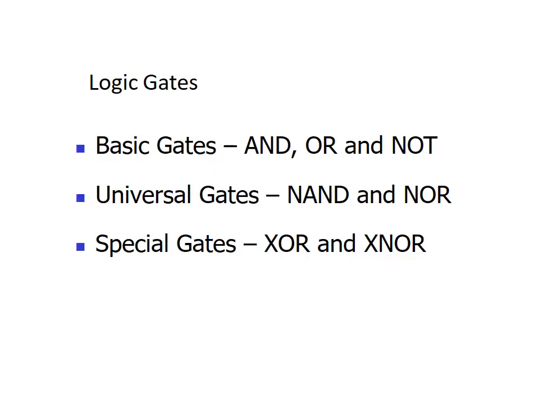First, we cover the basic gates, which contain AND, OR and NOT gates. Then we study the universal gates, which contain NAND and NOR. And lastly, we see the special types of gates, which contain the XOR and XNOR gates.